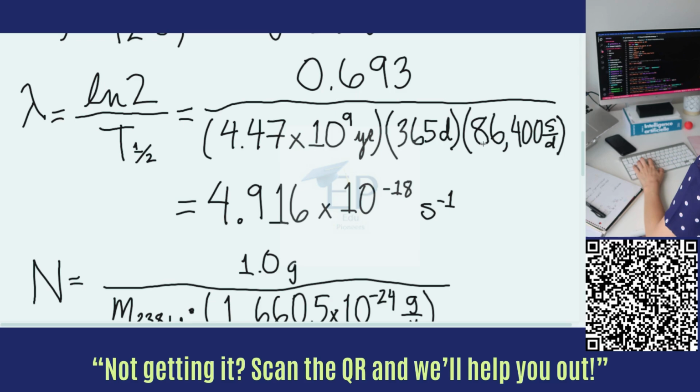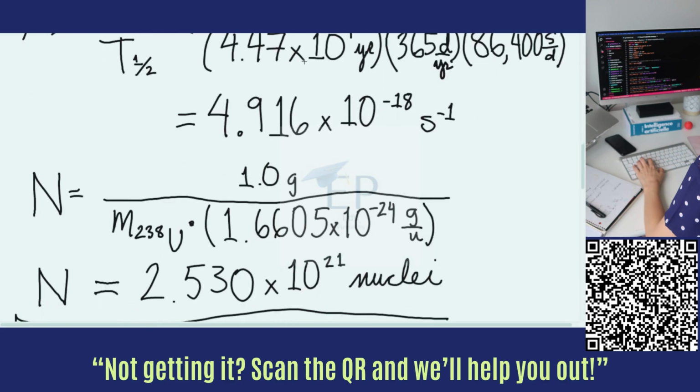So we're going to multiply our 86,400 seconds per day by 365 days per year. So we end up with a decay constant which has units of reciprocal seconds. That quantity works out to 4.916 times 10 to the negative 18 reciprocal seconds.